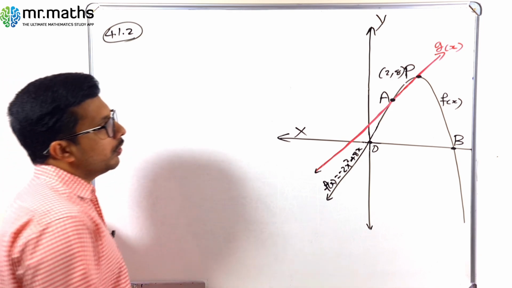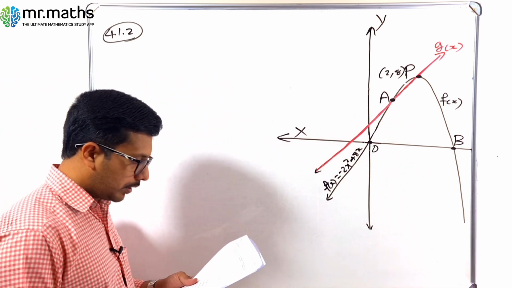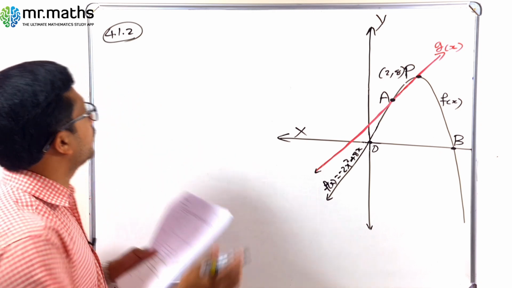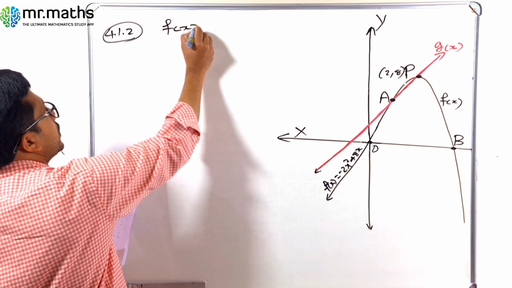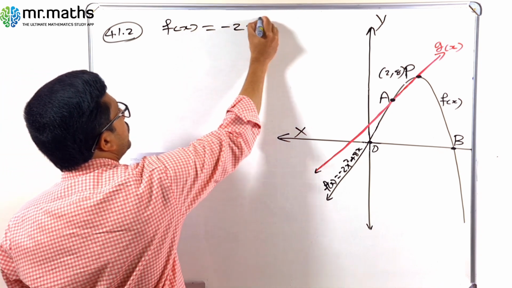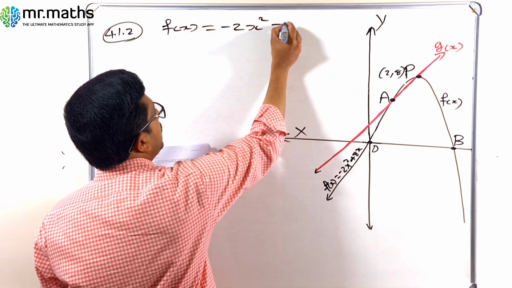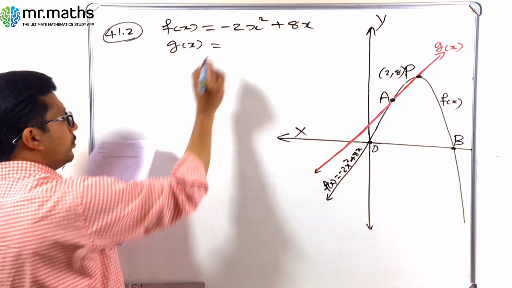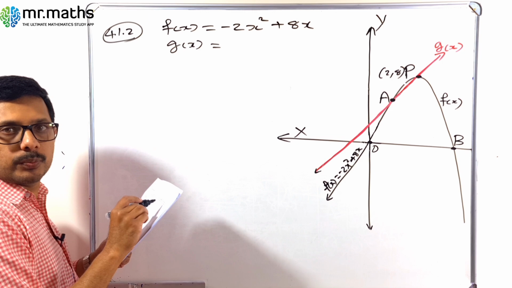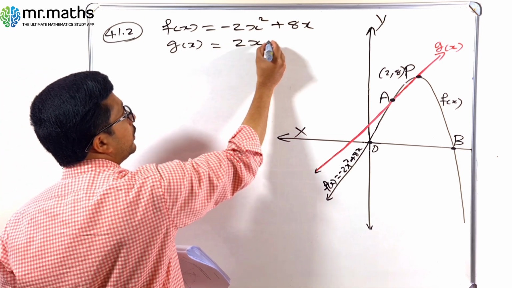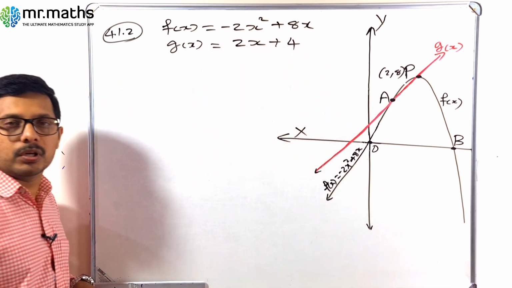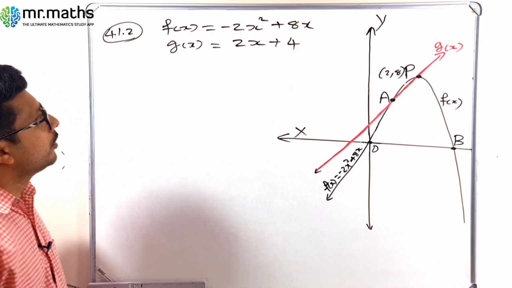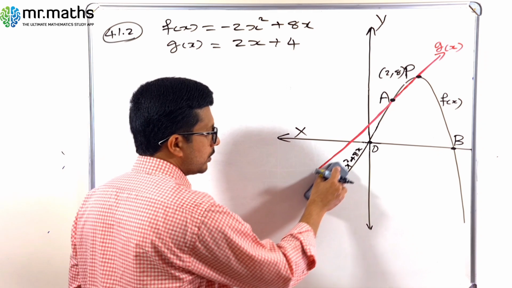Okay, so now do you know g of x? Yeah, look at the question. G of x, the equation is given, so let me write it here. F of x in the previous question we got as minus 2x square plus 8x, and g of x is given in the question. What is the equation of g of x? It is given 2x plus 4, that straight line, the red graph. Okay, 2x plus 4. F of x is minus 2x square plus 8x and g of x is 2x plus 4. So let me erase this one.